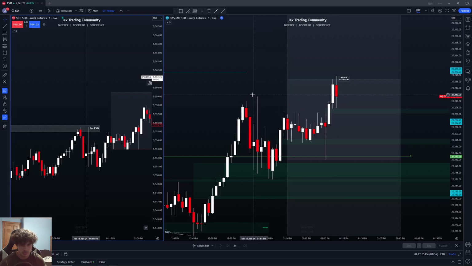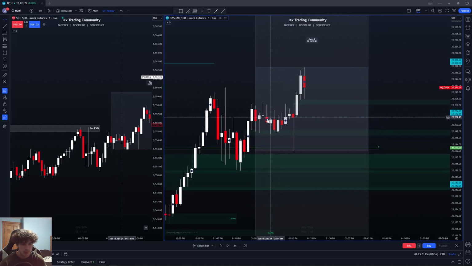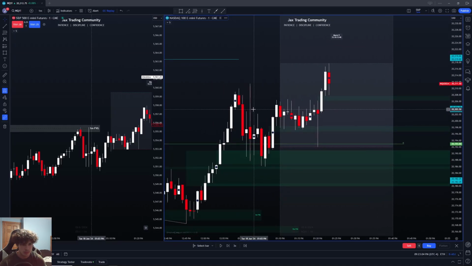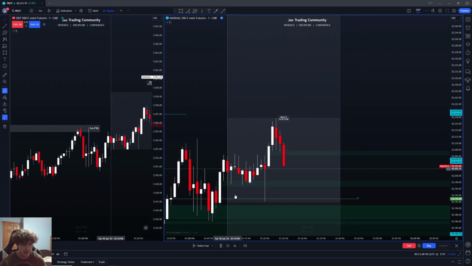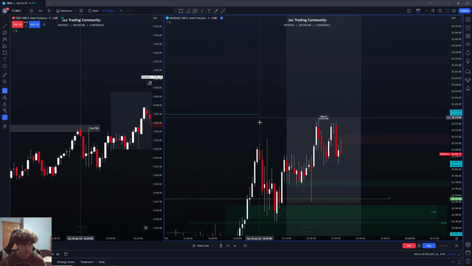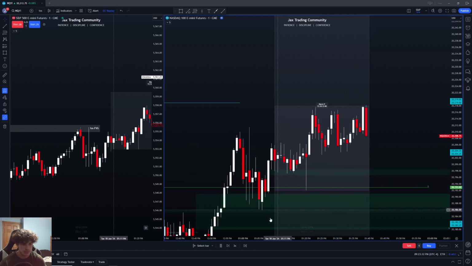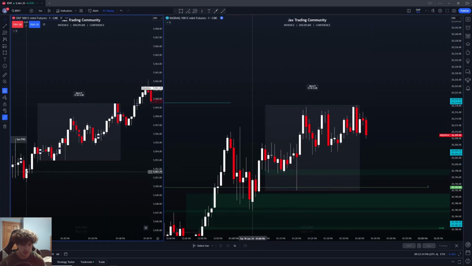I think I actually took a trade in here and I failed on it. Let me try to remember where this is. I don't know where it was. I might have not taken a trade. I don't remember where I took my trades, to be honest. That's why I should have kept my things marked before doing this charting session.